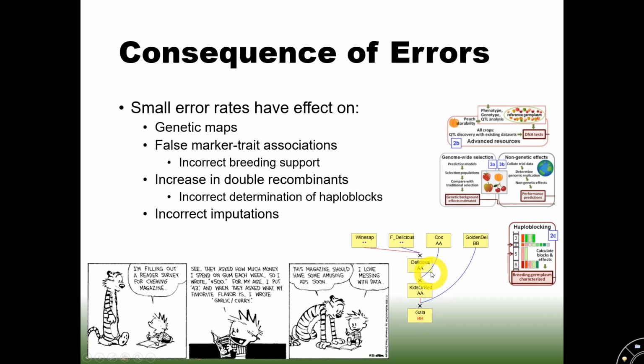But then at that point, there's still an error because Delicious and Cox are both AA, and how would Kids Orange Red then be AB? So it might change either one of these to also have a B. And in pedigree data, in RosBREED at least, that is strongly pedigree connected, you can easily see how one error can just start spreading through your data set. So you want to get rid of those errors as best as we can.